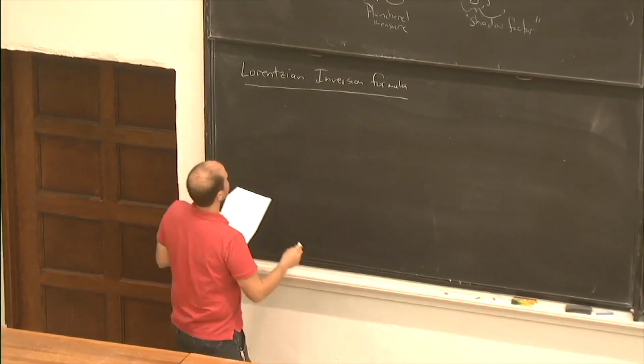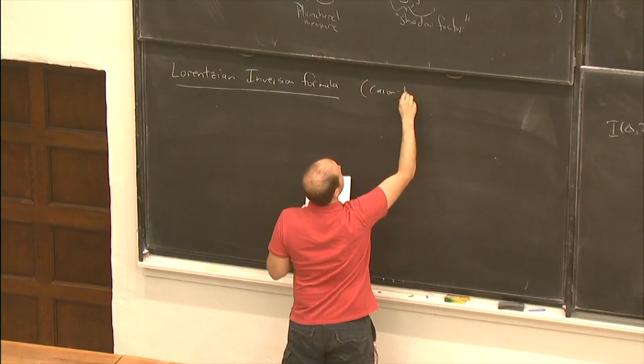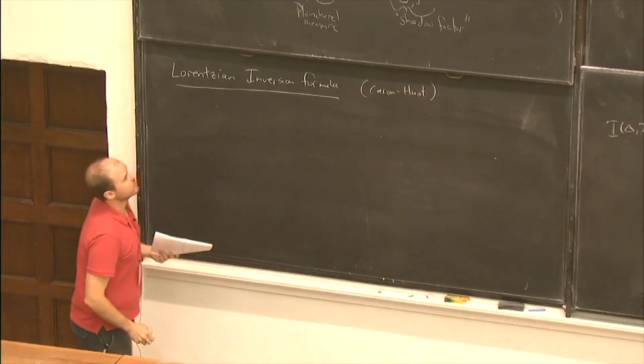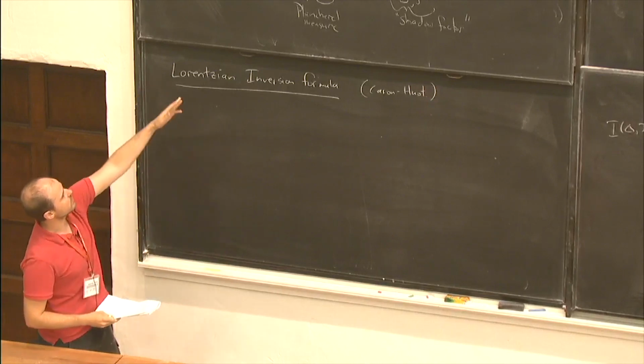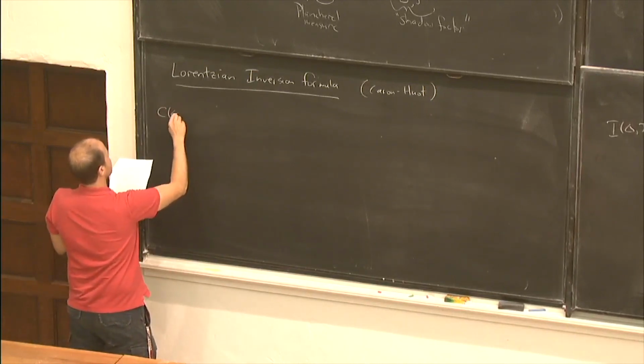Okay, so the Lorentzian inversion formula, due to Caron-Huot, is a different expression for C of delta J. And C of delta J is just related to I of delta J by some boring factors. So the formula is for C of delta J.